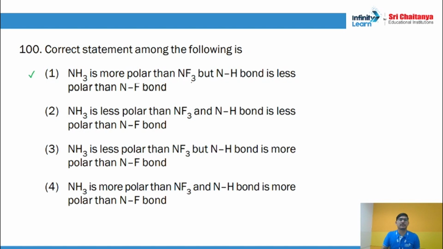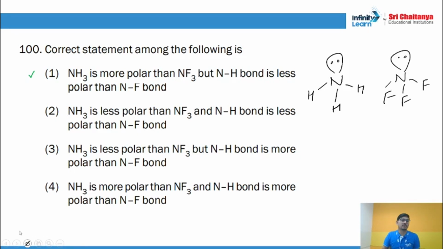NH3 is more polar than NF3, but the NH bond is less polar than the NF bond. Yes, this is an interesting case. In NH3, all the bond dipoles point in the same direction, right? It is given in the NCERT book also. It's a very common example. But in case of NF3, the bond dipoles point in the opposite direction. Okay. So here it is like this. In NH3, all of them add up to give the resultant dipole moment, but here they cancel.